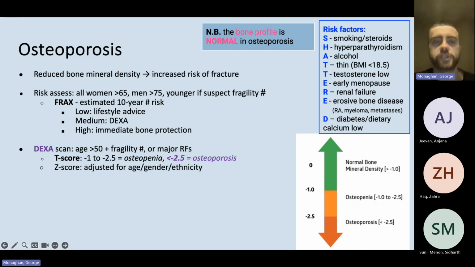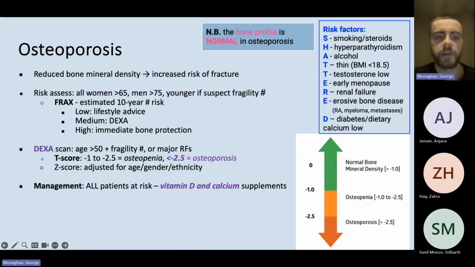And a Z score is adjusted for age, gender, and ethnicity. I have seen quite a lot of questions asking what the difference between T and Z is. So T is the young reference population, and Z score is adjusted for age, gender, and ethnicity.